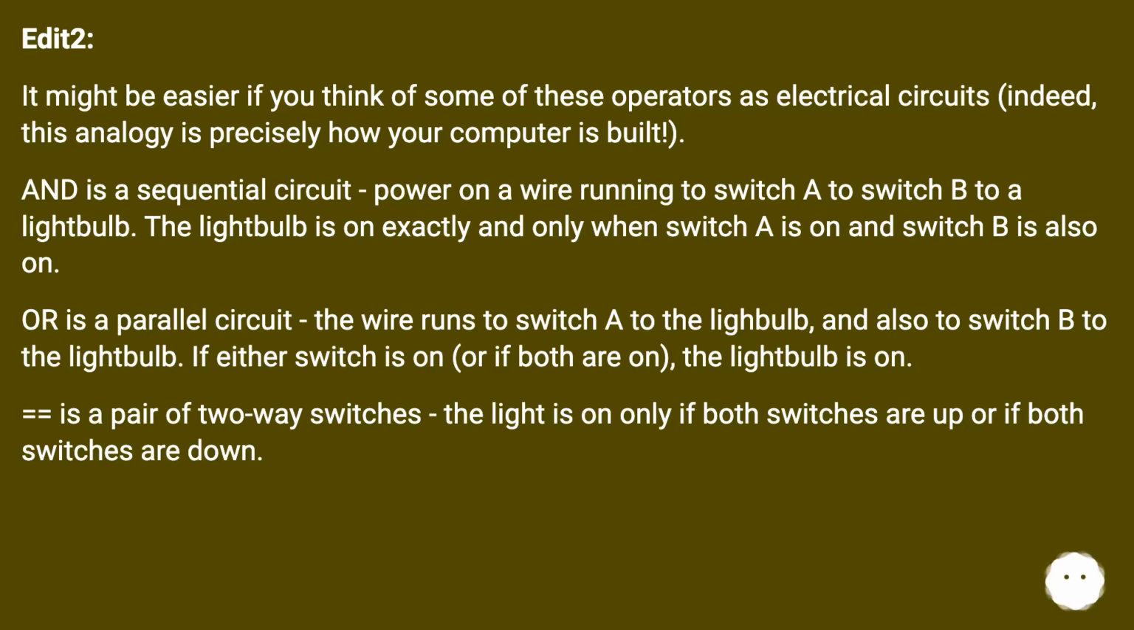OR is a parallel circuit: the wire runs to switch A to the light bulb, and also to switch B to the light bulb. If either switch is on, or if both are on, the light bulb is on. EQUAL is a pair of two-way switches. The light is on only if both switches are up or if both switches are down. Does that help?